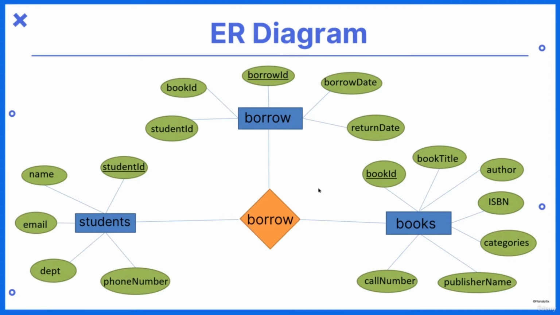And next we have another table, books, which contains the details of all the books in the library database. Here we have the attributes such as the book ID, the book title, the author, the ISBN number of the book, the category of the book, the publisher name and the call number of the book. In this table, the book ID is the primary key, and they both are related with the relationship borrow. We also have a relationship table, borrow, which contains the details such as the borrow ID, which is the primary key, and it will contain the borrow date and return date, and it has the foreign keys book ID and student ID.